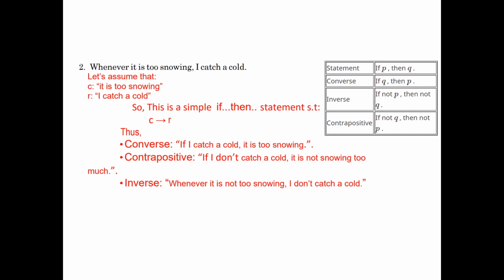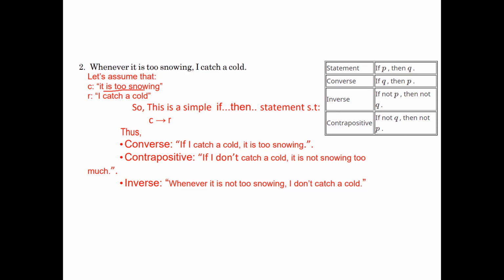Your turn. Pause the video. Do the same steps that we did. First come up with your C and R, then converse, inverse, contrapositive. Okay. 3, 2, 1. This is your solution. So C implies R. Let's actually read this through.